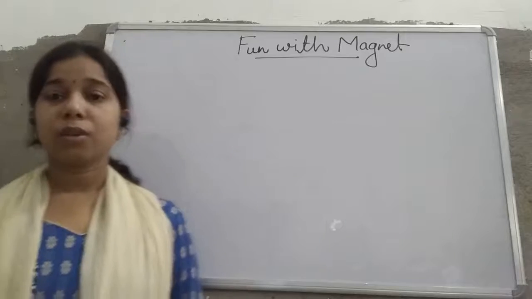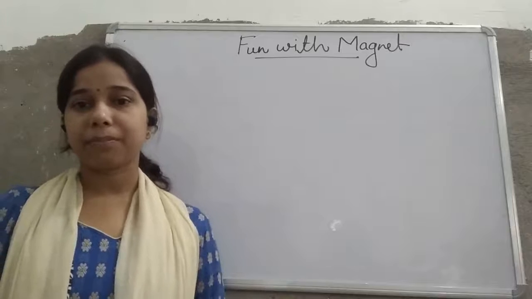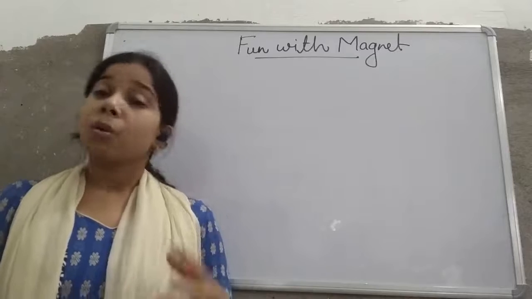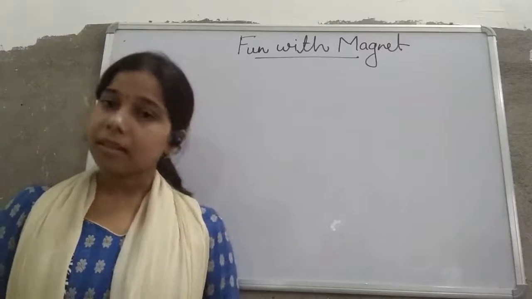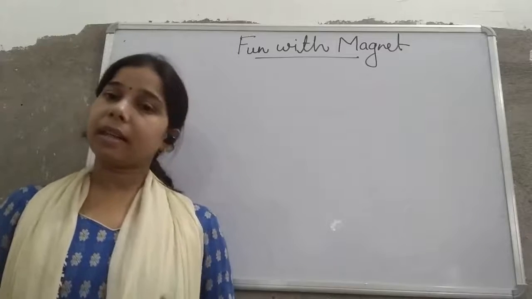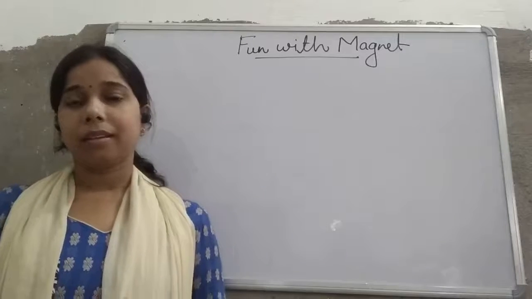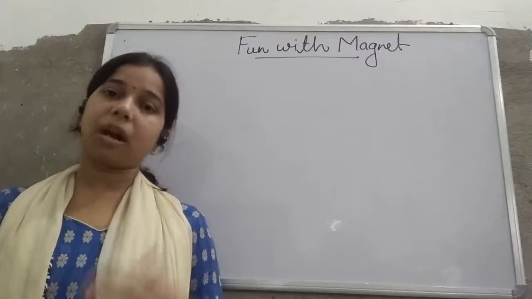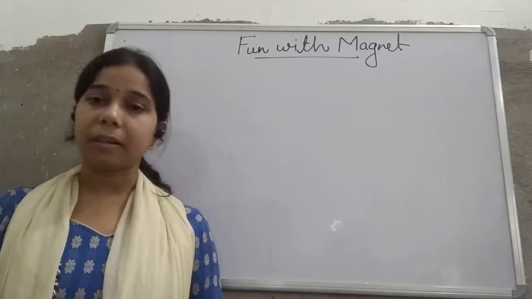Hello students. In the previous class we started the chapter Fun with Magnets. In this chapter we talk about what a magnet is, and the two types of material present around us: magnetic material and non-magnetic material. The material which shows attraction towards the magnet is a magnetic material, and the material which does not show attraction towards the magnet is a non-magnetic material.